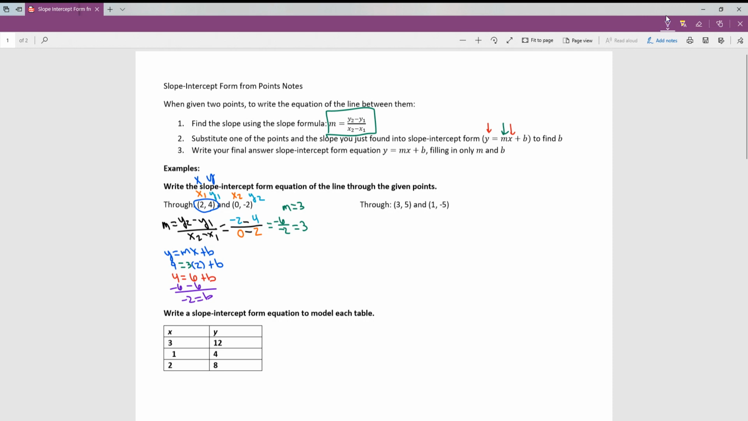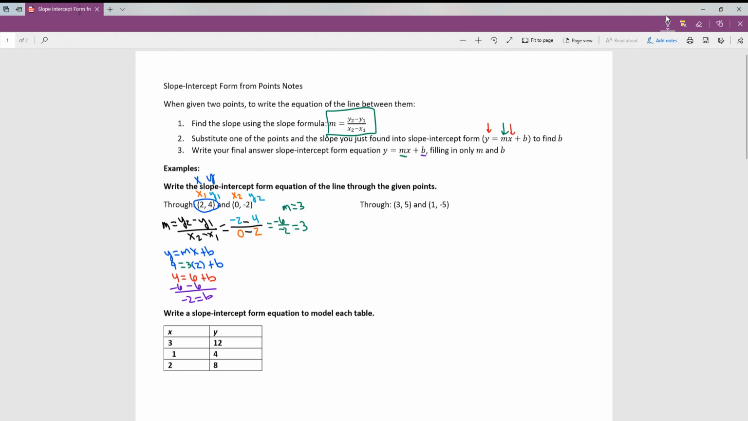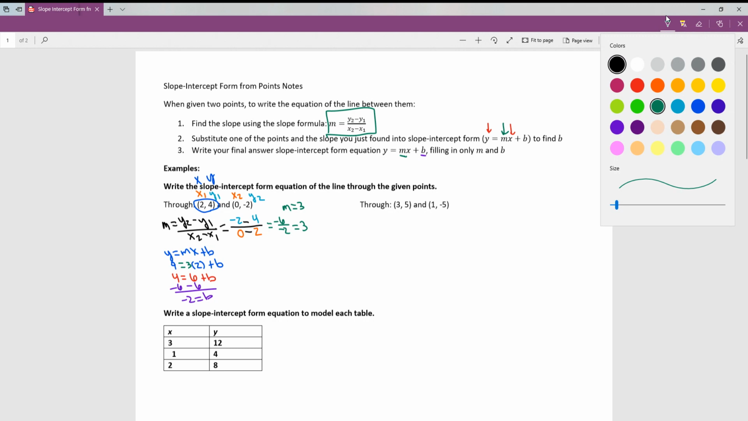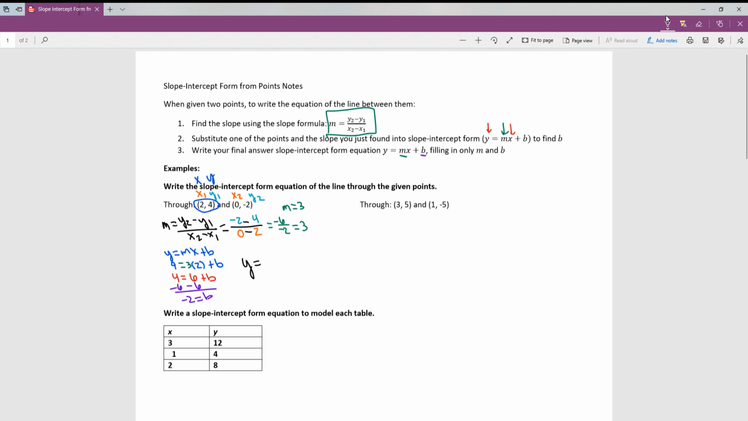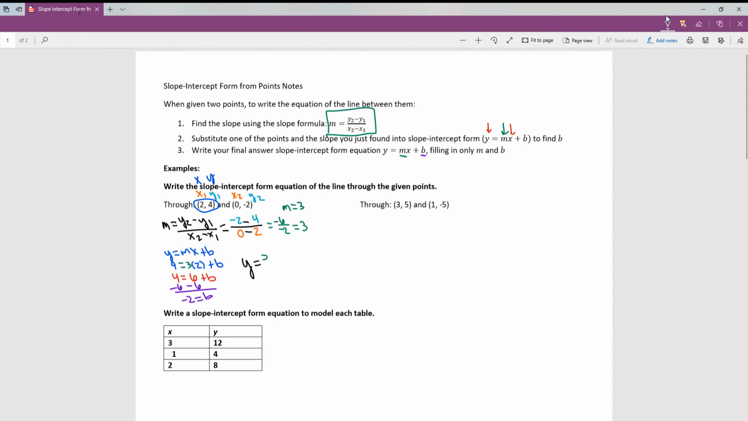We know from the past that to write a slope-intercept form equation, all we need is m and b. I now have my b value. I used my slope formula to find my m value. So to write my final answer equation, it's going to look like y equals my slope number, or my m, which was 3, x, and then my b number was negative 2. So you could write plus negative 2, or you can just write minus 2. Once you have all those ingredients filled in, your equation is done.